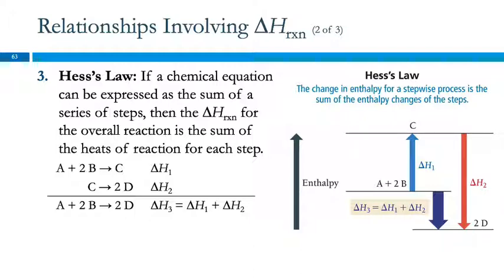Because when I add these equations together, the C's cancel out, right? And so I add the two equations together, I get the equation I want. That means I add the delta H's together to get the delta H that I want.